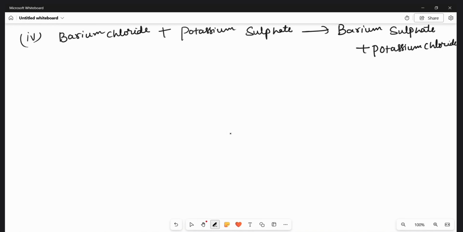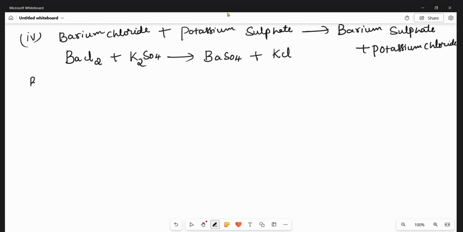So barium chloride, barium valency is what? 2. Chlorine valency 1. So BaCl2 plus potassium sulfate, K2SO4 you will get, because potassium valency 1, sulfate 2. When they react, you will get barium sulfate, that is BaSO4, plus potassium chloride, that is KCl. Okay, you have to balance this equation.